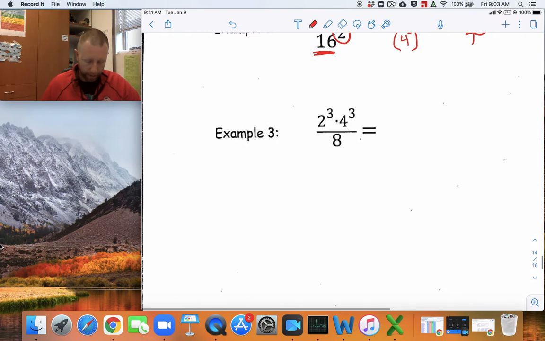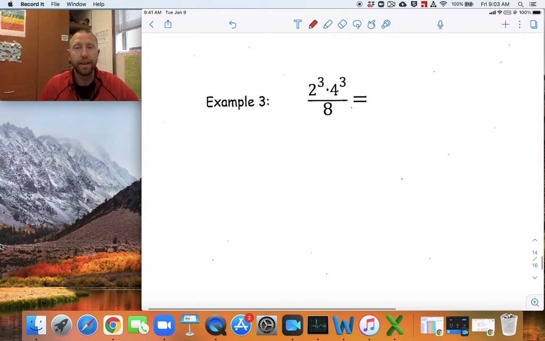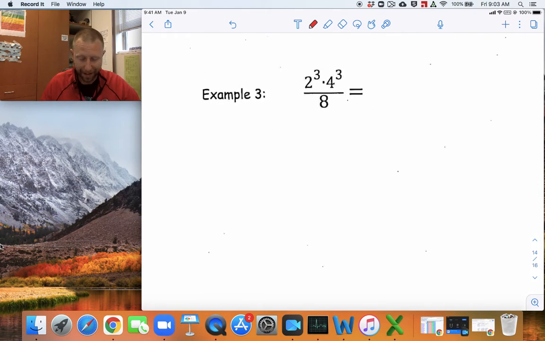The last one, I've got 3 different bases. I've got 2, 4, and 8, right? But then I think, oh wait, 2 goes into 4, right? 2 squared is 4. And actually, I can rewrite this 8 with a base of 2 also, because 2 times 2 is 4, times 2 again is 8. So 2 to the power of 3 is 8.